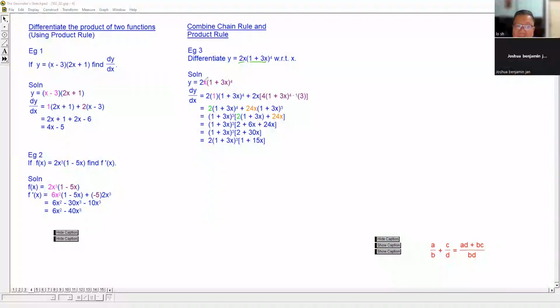The 2, I just leave it there, all right? Then the x is the first function. Then 1 plus 3x to the power of 4, that one is the second function. So I proceed by differentiating the first function. The x becomes 1. The second one, I just copy down. You understand? Then the 2 is still 2. Then the x, keep the x.